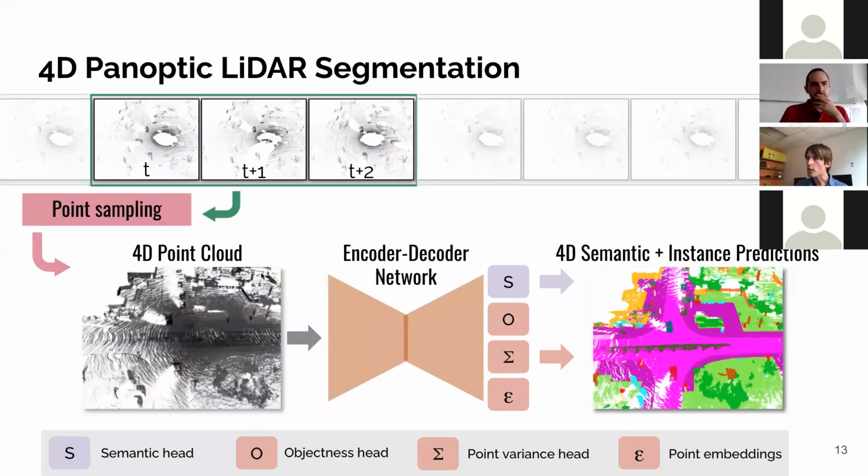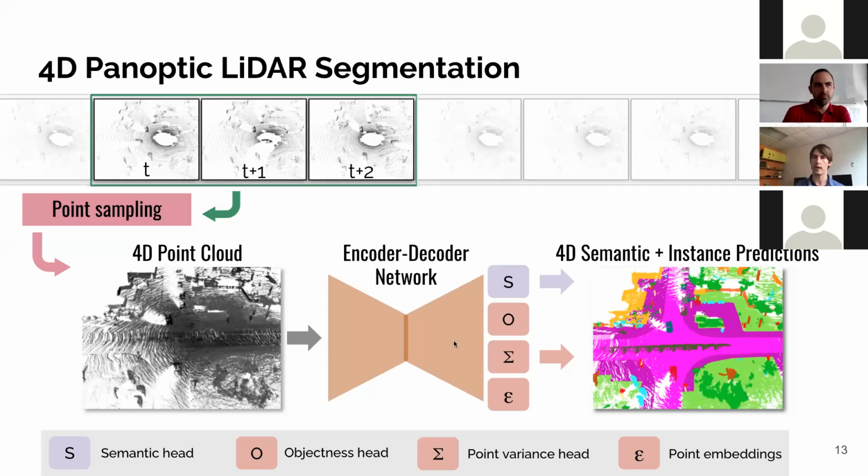Now, going back to LiDAR data. In the case of LiDAR data, what we do here is slide a fixed temporal window over a sequence of LiDAR sensor data. From each such window, we sample a set of points, and we obtain a 4D point cloud volume. This is a point cloud volume where we just warp all these point clouds together into a single point cloud. And then this 4D volume is the input to our encoder-decoder based network.